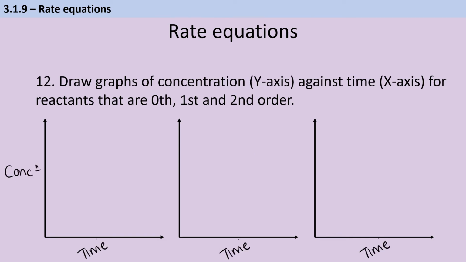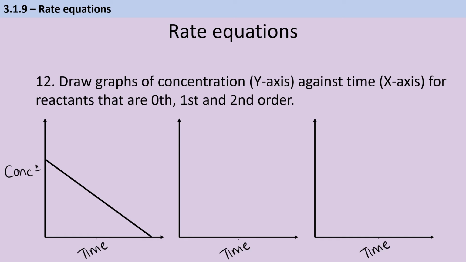If you're looking at concentration against time instead of against rate, what we're going to find is that for 0th order, the concentration doesn't affect the rate. So therefore, the gradient of the graph is just going to consistently slope downwards. It doesn't matter that the concentration is dropping, the reaction is not going to go any slower as a result.